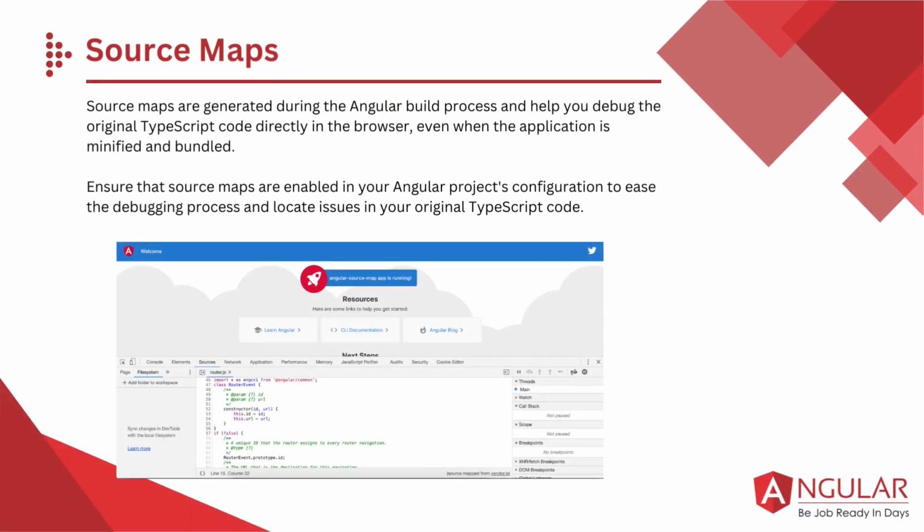4. Source maps. Source maps are generated during the Angular build process and help you debug the original TypeScript code directly in the browser, even when the application is minified and bundled. Ensure that source maps are enabled in your Angular project's configuration to ease the debugging process and locate issues in your original TypeScript code.